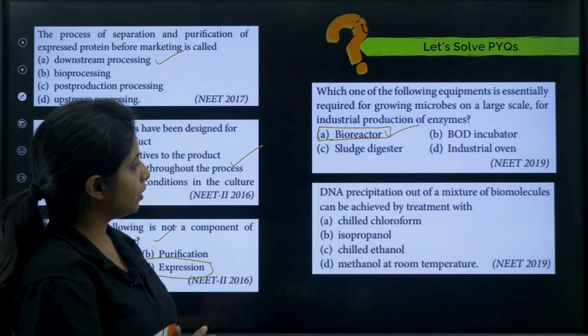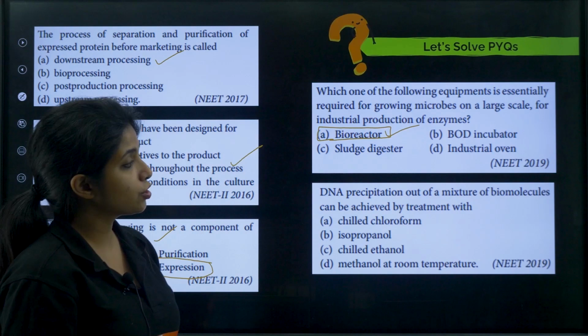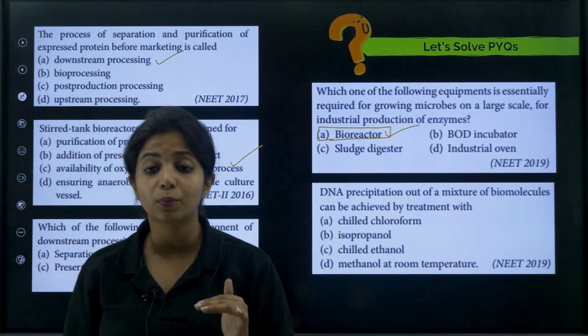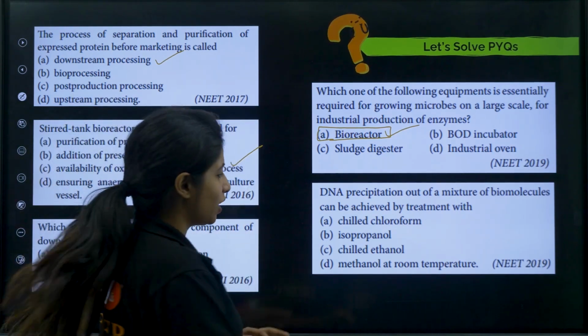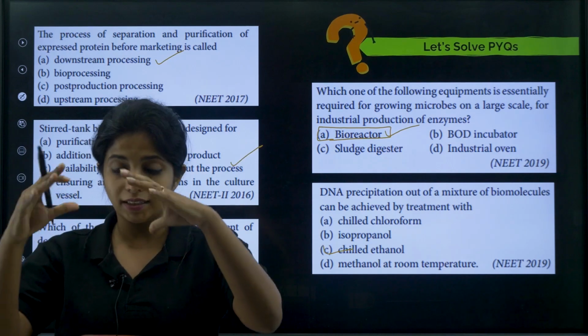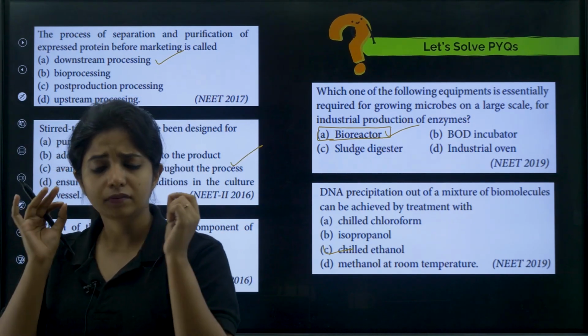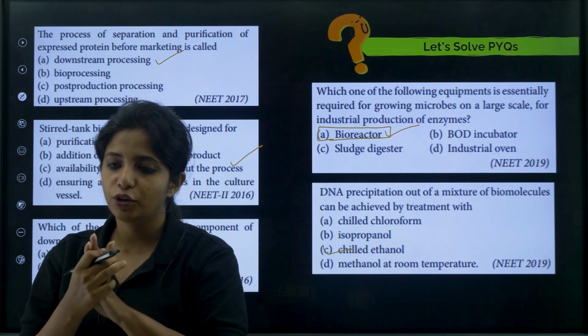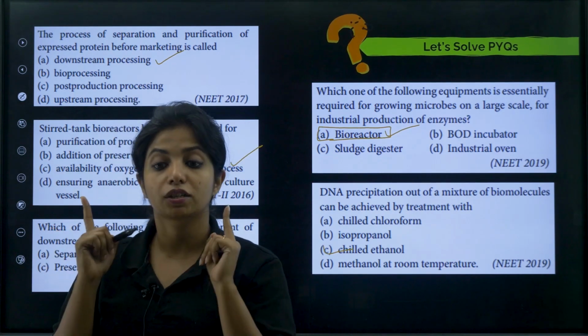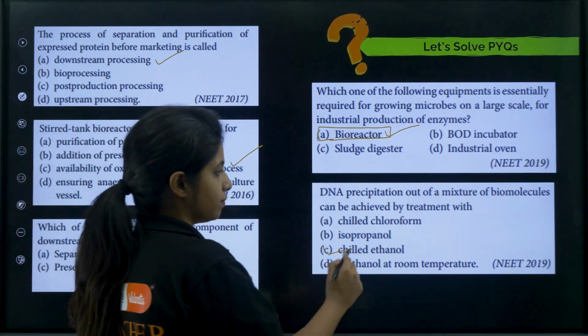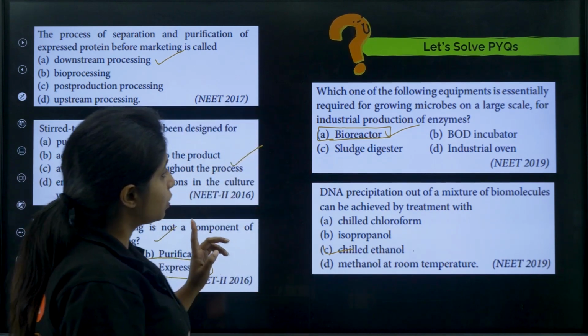Okay. Now, DNA precipitation out of a mixture of biomolecules can be achieved by treatment with chilled ethanol. So whenever you put chilled ethanol, at that point of time, what happens, children? The DNA which is there will precipitate out. That's a good thing about chilled ethanol. You should not be forgetting this. This is a very important thing. Okay, so please give a tick mark to it and I hope you got your answers correct.